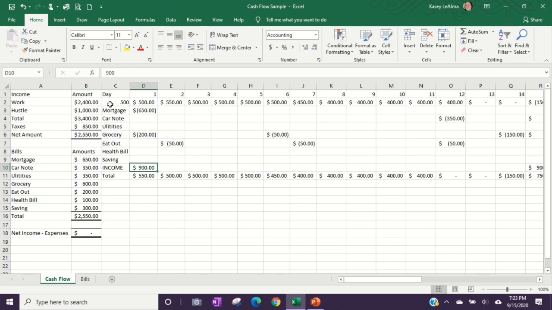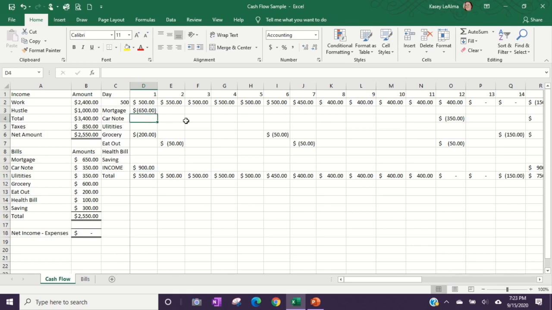And then I put here that she has $500 in her checking account. So this balance down here should match your checking account at any point when you have the real numbers in there. It won't match until you do that.